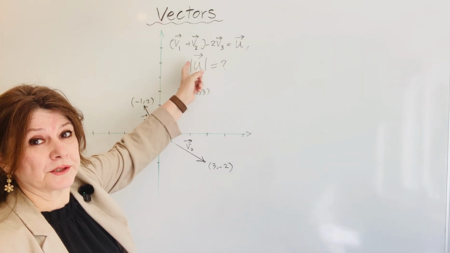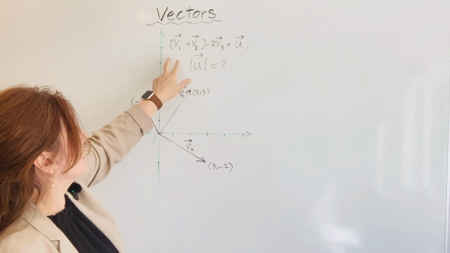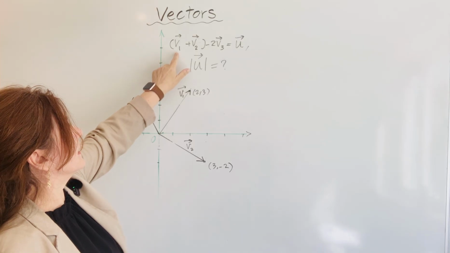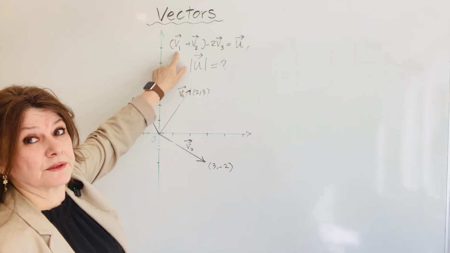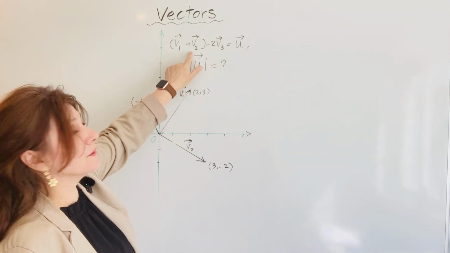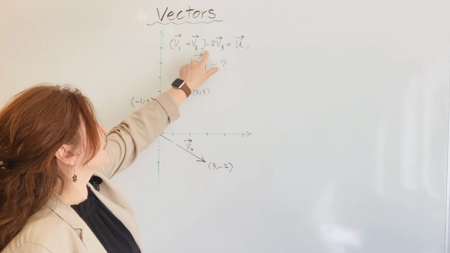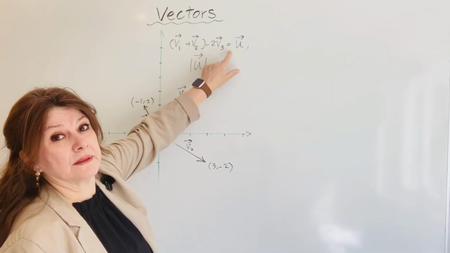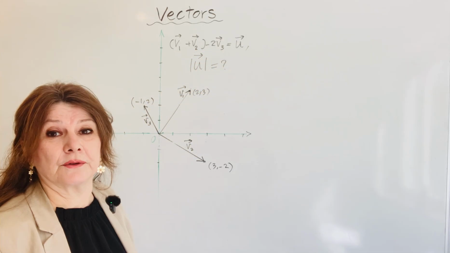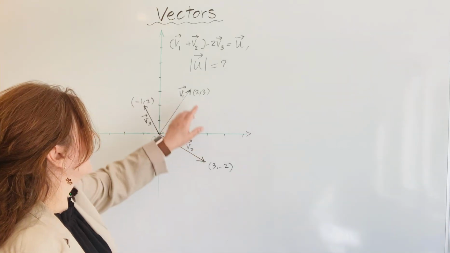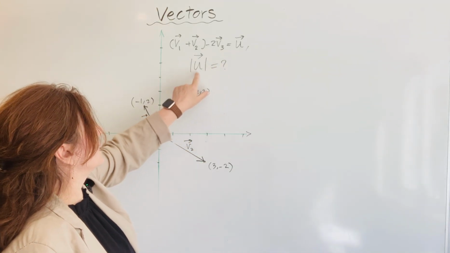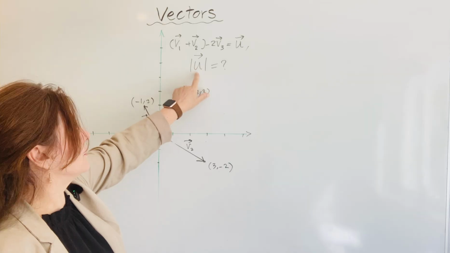Today I have another example, a question about vectors. This problem says v1 plus vector 2, the sum of this, minus twice vector 3 gets a vector called u. If we find u, what is the length of u? We don't have u.